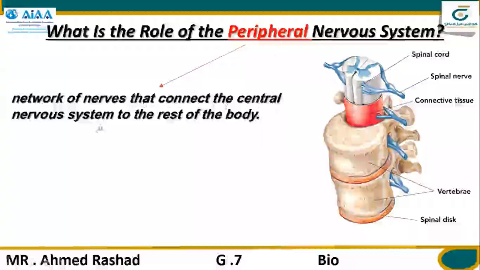to the rest of the body. Again, the peripheral nervous system is part number two of the nervous system, responsible for traveling the signals from your brain to the muscles. It's made up of a network of nerves connected to the central nervous system, beginning in the brain and traveling to all parts of your body.